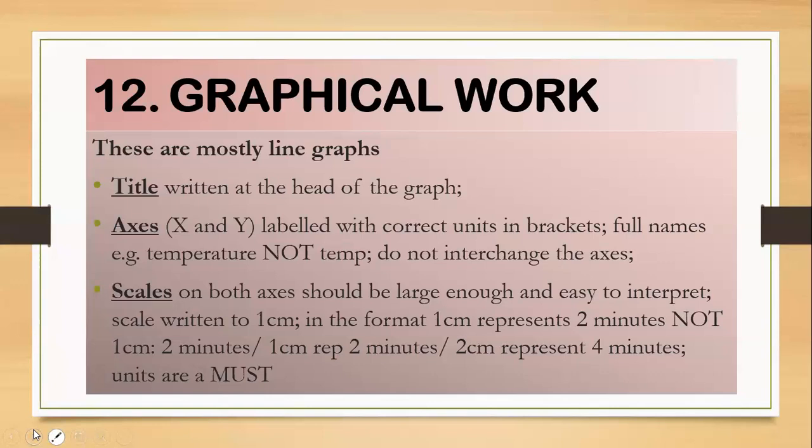Then for each axis, there must be a suitable scale. I'm talking about a suitable scale, not just a scale. So what is a suitable scale? In most cases, your teachers will say things like, make sure your graph covers at least 3/4 of the graph paper. You've heard of that. But basically, what do they mean? What they are trying to say is that your graph should be large enough and easy to read. The scale must be large enough and easy to read. This will come in handy somewhere.